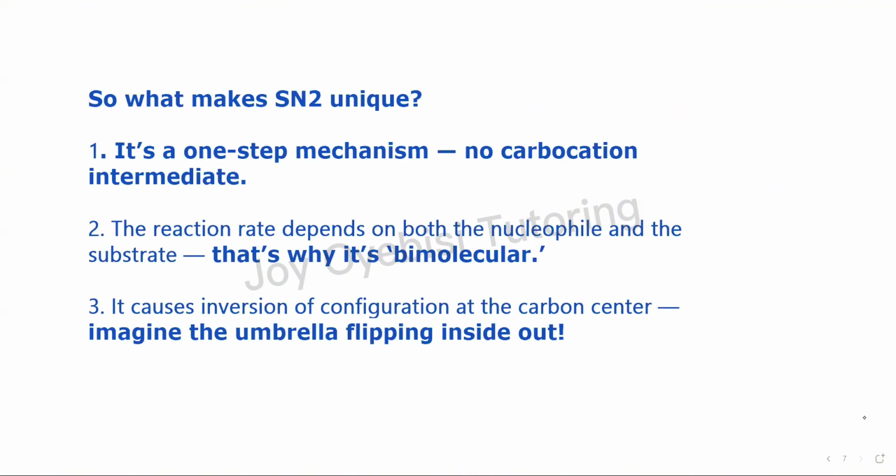So what makes SN2 unique? It's a one-step mechanism, no carbocation intermediate. Secondly, the reaction rate depends on both the nucleophile and the substrate. That's why it's bimolecular. The third reason why it's unique is that it causes inversion of configuration at the carbon center. So imagine an umbrella flipping inside out. Okay, so these three things make it unique.